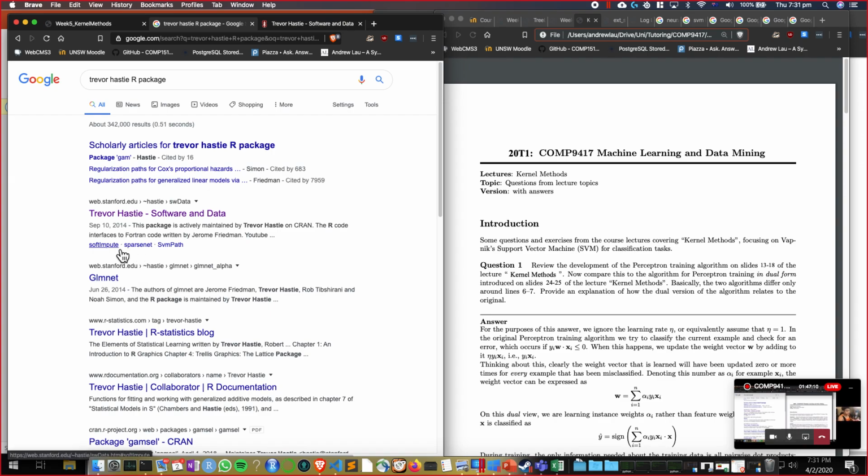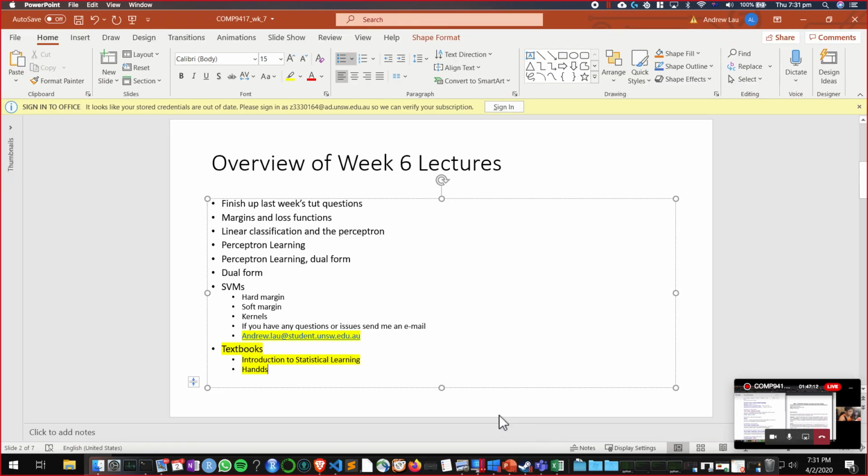The other one I recommend is this guy here. I don't know if you can see it, but it's Hands-On Machine Learning with Scikit-Learn and TensorFlow. I think this is a very good book as well.